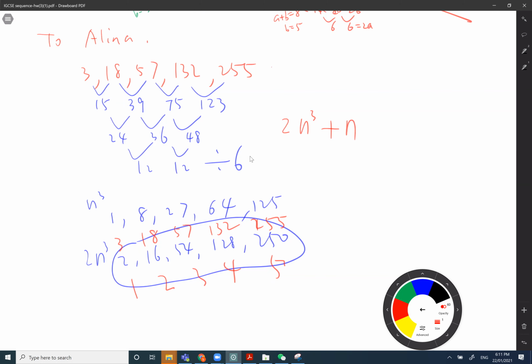Another question. Why did we divide by 6 again? For the quadratic one, we just divide by 2, right? Why do we divide by 6? Good question. Let's have a try.